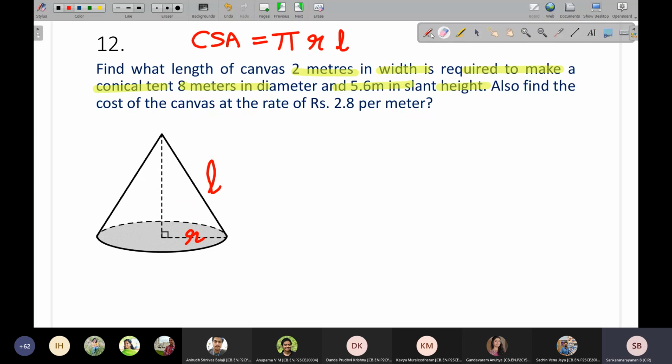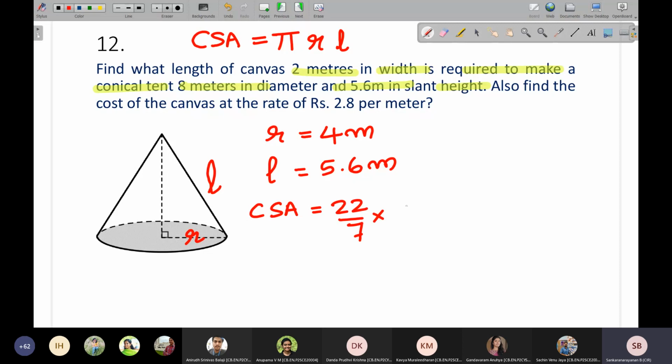Curved surface area is pi r L. Radius is equal to 4 meters. The slant height is given to be 5.6 meters. This gets me the curved surface area, equal to pi r L, that is 22 by 7 into radius 4 into slant height 5.6. This is the curved surface area. So this is the area of the rectangular canvas that you are considering.